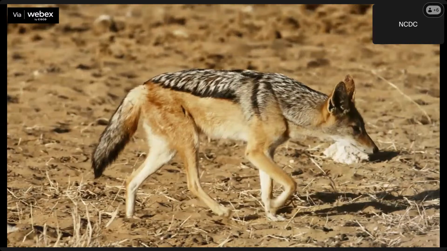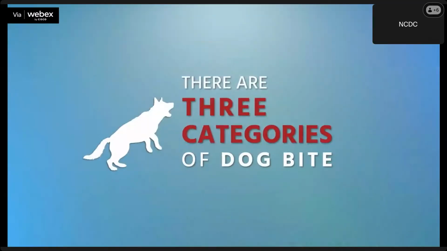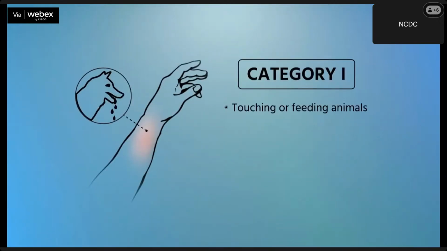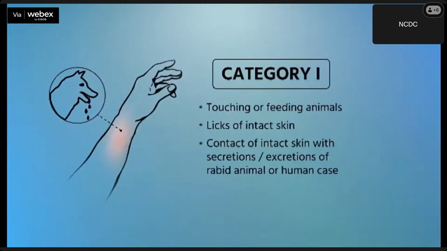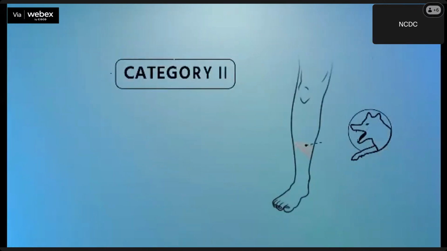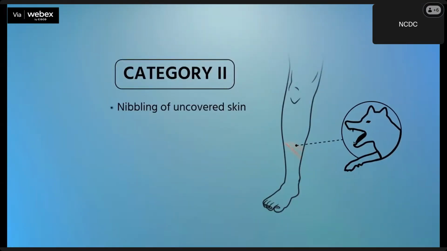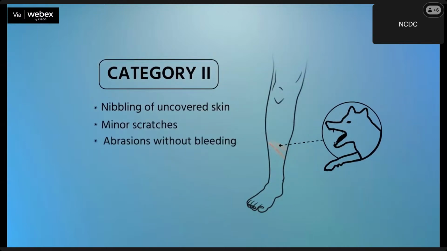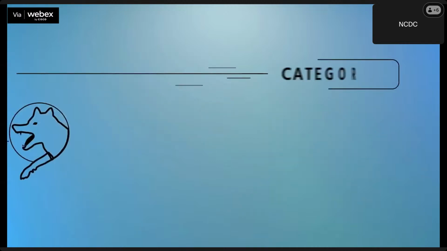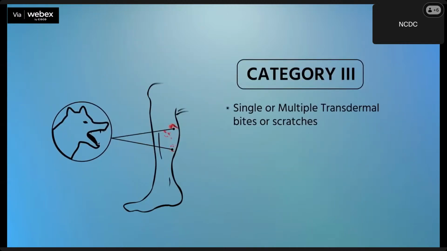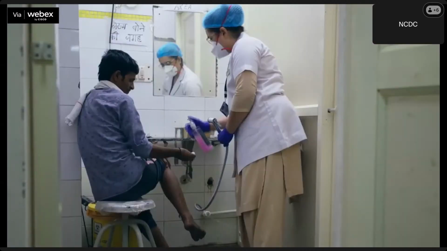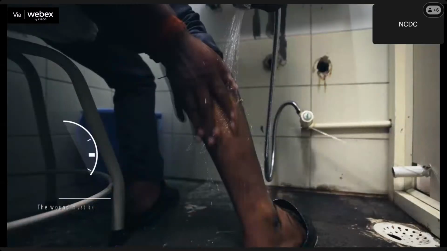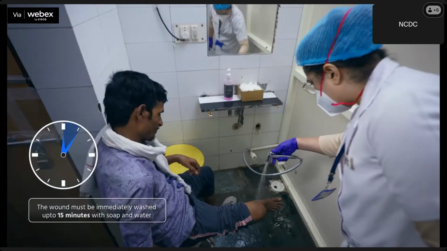There are three categories of dog bite which have been classified on the basis of exposure. Category 1 consists of touching or feeding animals, licks of intact skin, contact of intact skin with secretions or excretions of rabid animal or human case. The category 2 of wounds consists of nibbling of uncovered skin, minor scratches or abrasions without bleeding. The category 3 exposure is single or multiple transdermal bites or scratches, licks on broken skin, contamination of mucous membrane with saliva from licks. In all the three categories of exposure, the first step is wound washing as part of wound management. The wound must be immediately washed up to 15 minutes with soap and water, or water alone if soap is not available to flush out the saliva.